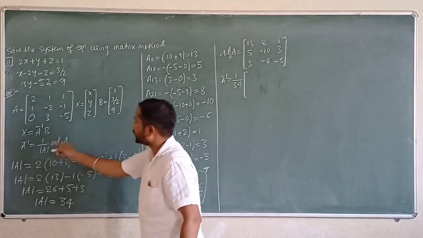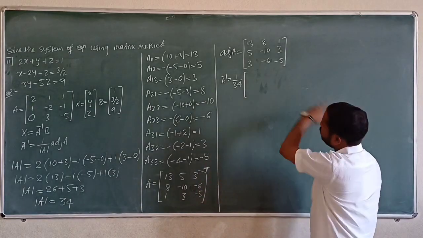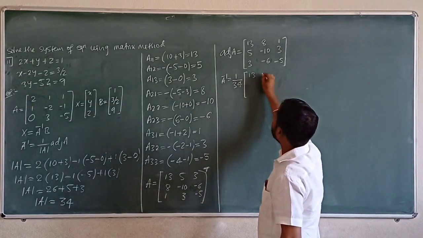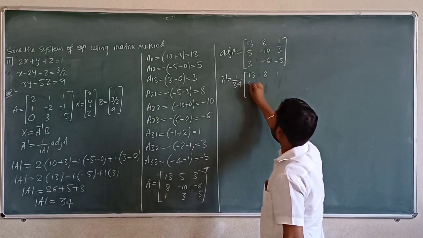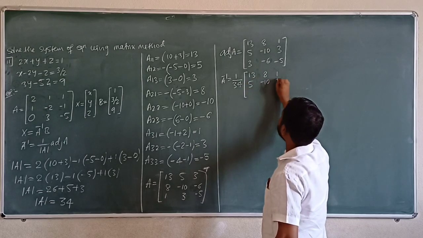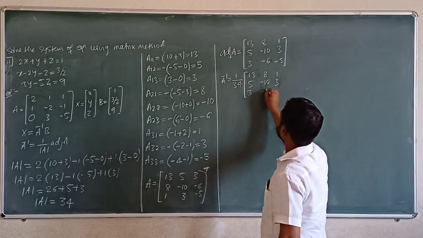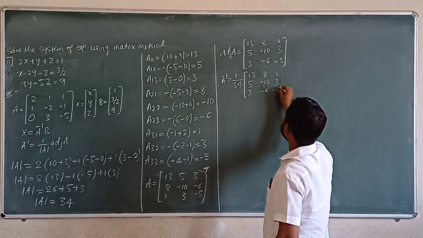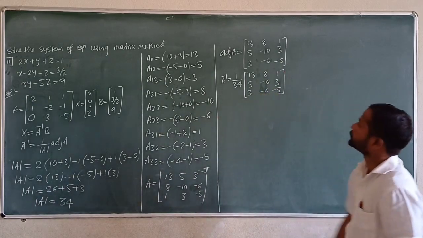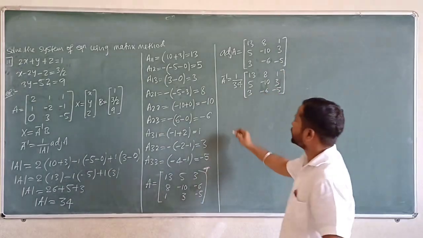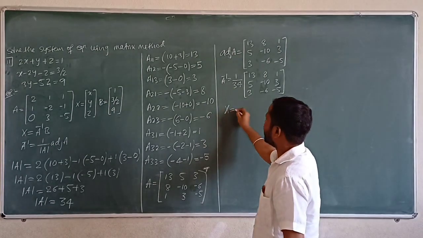They are told again it is the adjoint of A. Adjoint of A meaning right now the same matrix: 13, 8, 1. Next, 5, minus 10, 3. Next, 3, minus 6, and it is minus 5 now. Okay, we start.